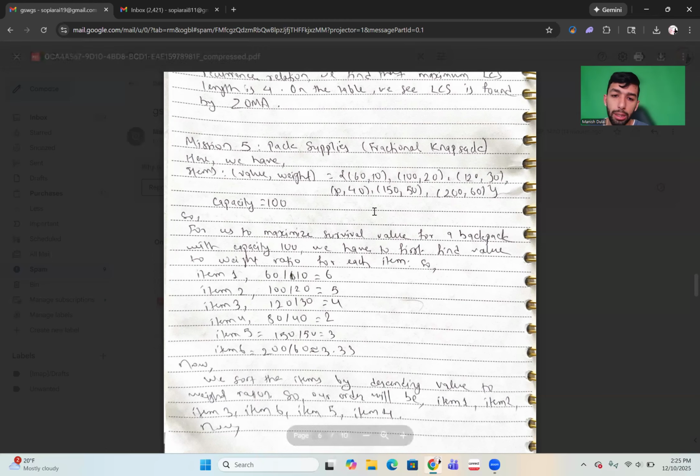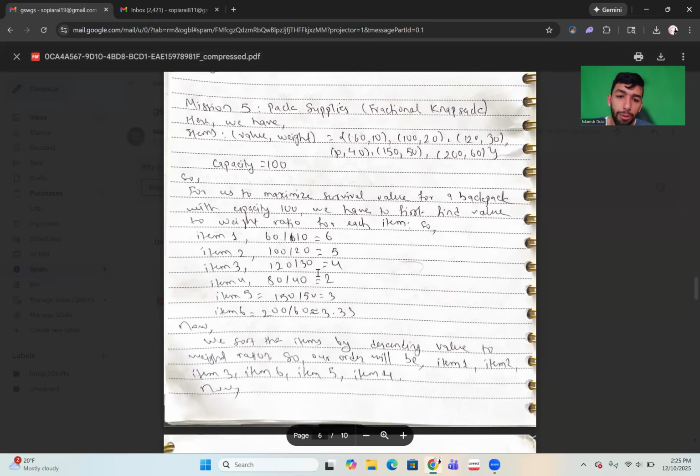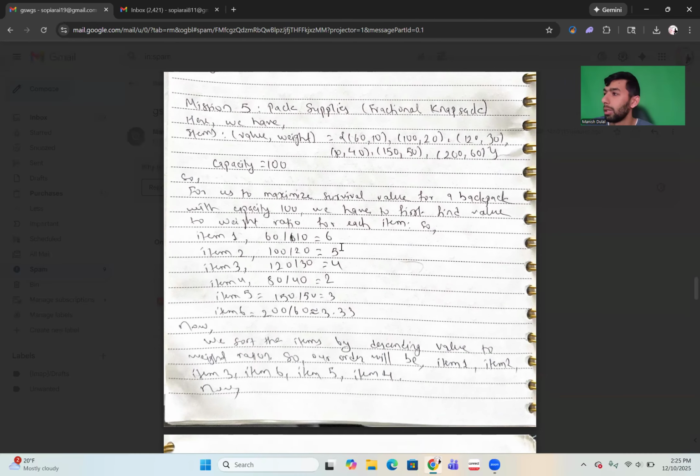All I did was to maximize the survival value, right? We get the value to weight ratio for item one to item six. And since item one is 60 to 10, we divide 60 by 10 to get six.